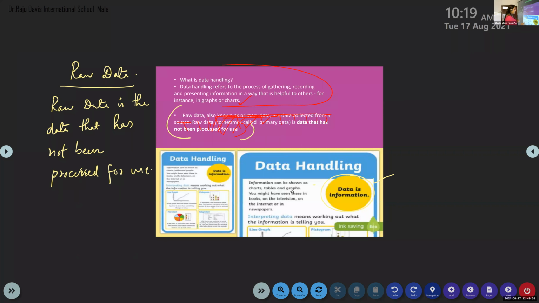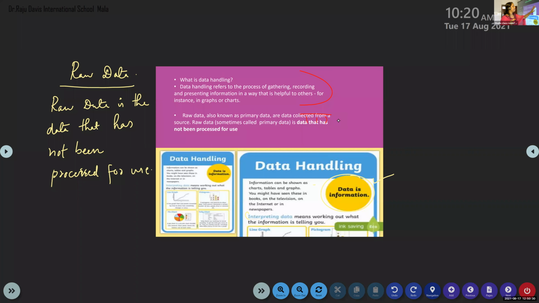Okay, children. Interpreting the data. Interpreting means when I show a bar graph, you should tell what is given in the bar graph. I will show one bar graph and you have to find the answer from it. It is known as interpreting. What information is given in the bar graph? When you understand it, it is known as interpreting data. So all these are not that important.